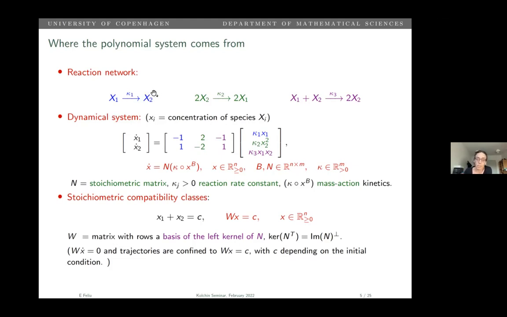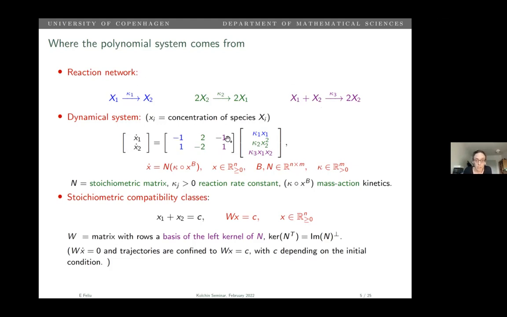How fast it occurs depends on how much of the reactant there is, the multiplicative version. So here, for this reaction, it depends on X1. For the second reaction, it depends on X2 squared, because we need 2 molecules of X2 to occur, and the same for the third. And then the rate is assumed to be proportional to these abundances. When you have the rate for each reaction, then you look at how much each reaction contributes to the net production of each of these species.